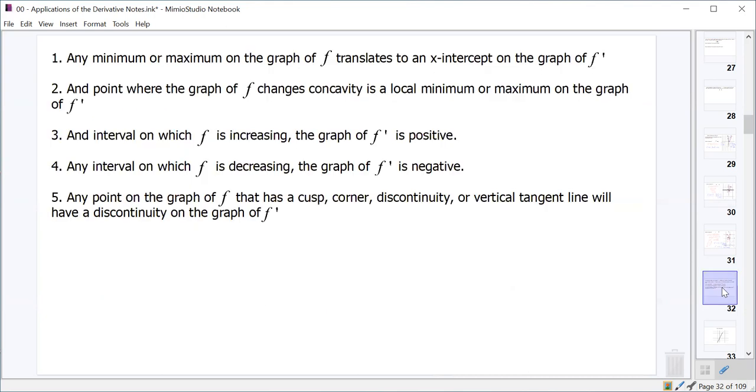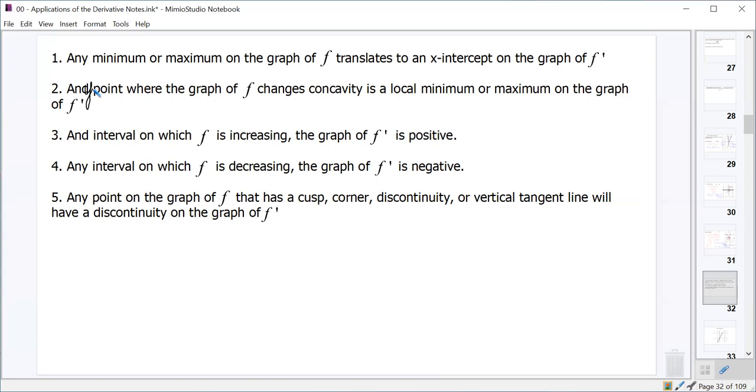So these are some of the important things that we're going to need to remember about the relationship between a function and its derivative, especially when looking at the graphs. So first, we've got that any minimum or maximum on the graph of f should translate to an x-intercept on the graph of f prime, assuming our function is a continuous function. Okay. We've also got that any point where the graph of f changes concavity should be a local minimum or maximum on the graph of f prime.